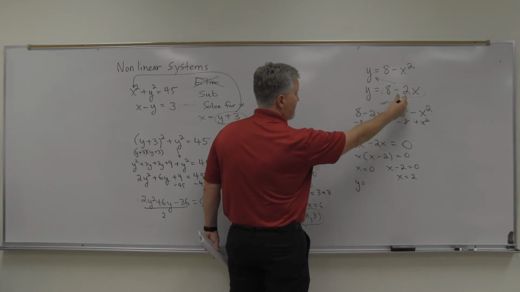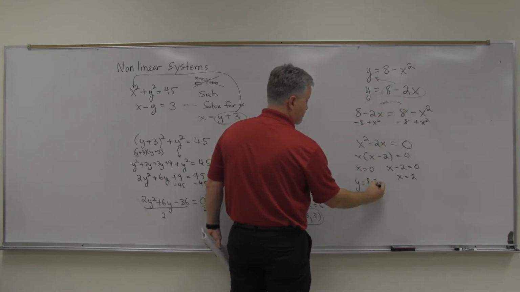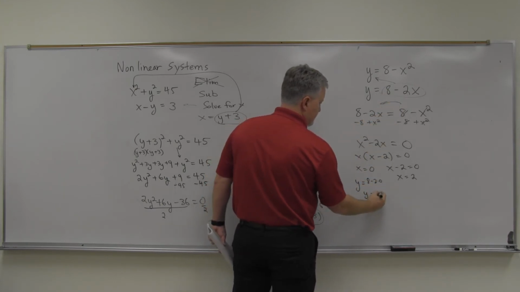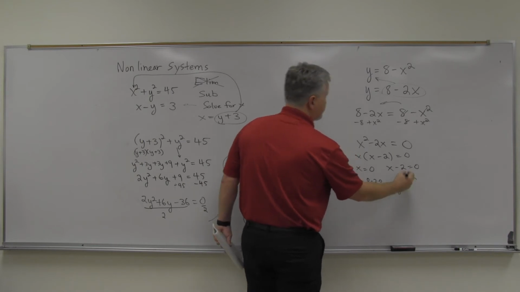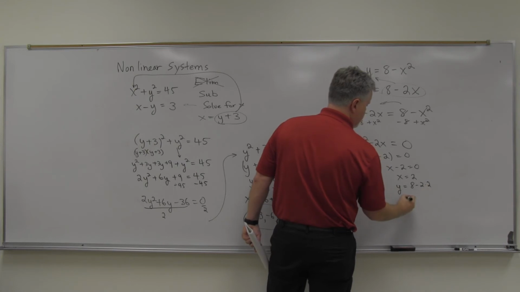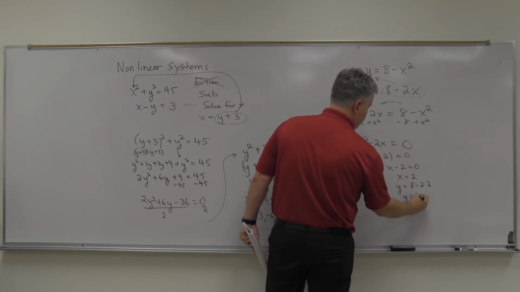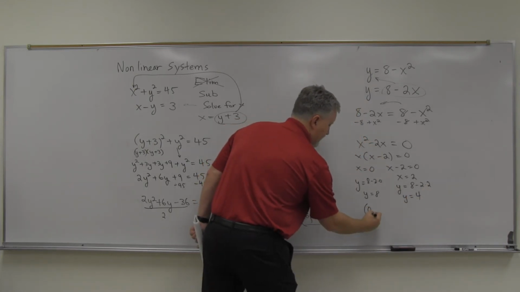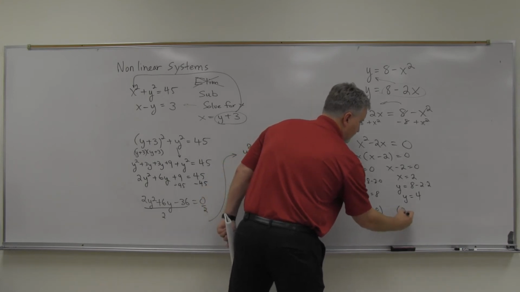which sets up y to be, well, y would be 8 minus 2x, so it'd be 8 minus 2 times 0, so that's y equals 8. Or, the other case, x is 2 would be 8 minus 2 times 2, which would be 8 minus 4, y is 4. So 0, 8, and 2, 4.